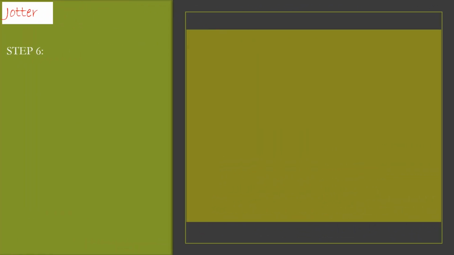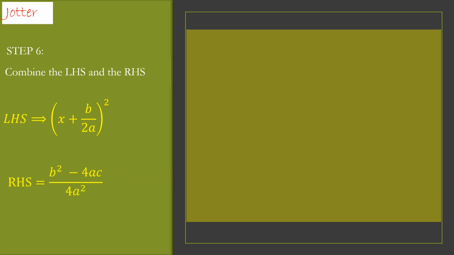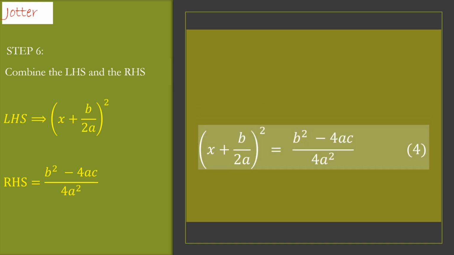Step 6 is very easy. All we need to do is to bring together both the left hand side and the right hand side. So the left hand side we obtain to be x plus b over 2a bracket squared, and the right hand side we obtain to be b squared minus 4ac over 4a squared. So we combine these together to give us this expression 4.